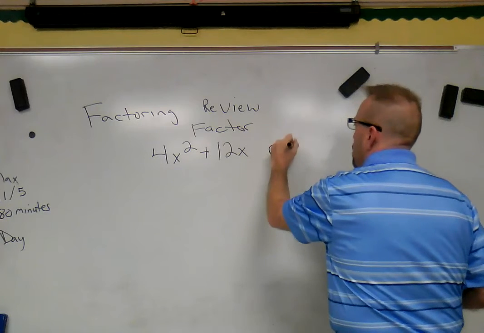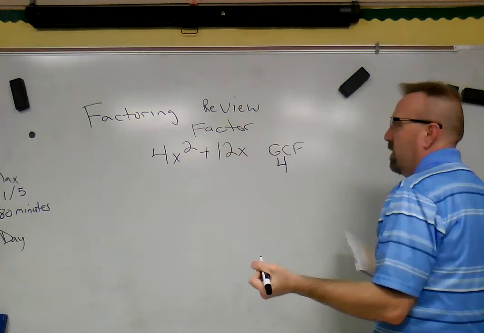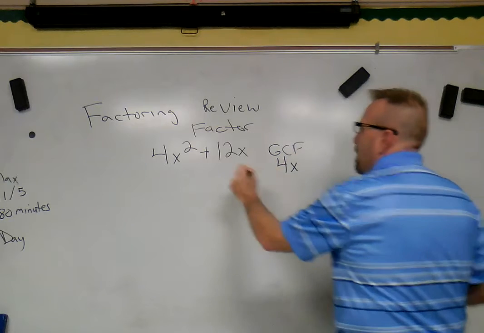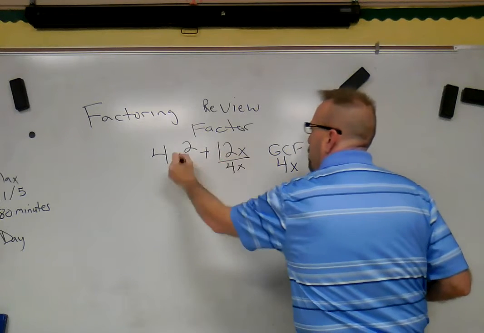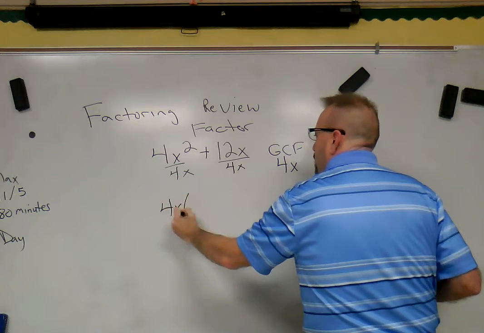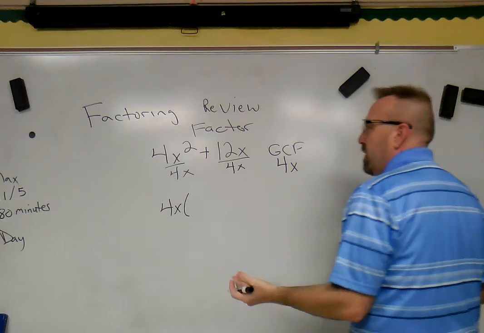So we want to look at, you don't necessarily have to write it out. I'm going to write it out. There's 4, and then is there a variable? X. And so you take the smallest power, which is just X. So what we did is divide each part by our GCF, and then you write it out in front of your parentheses. So now 4 divided by 4 is, which do we need to write 1?